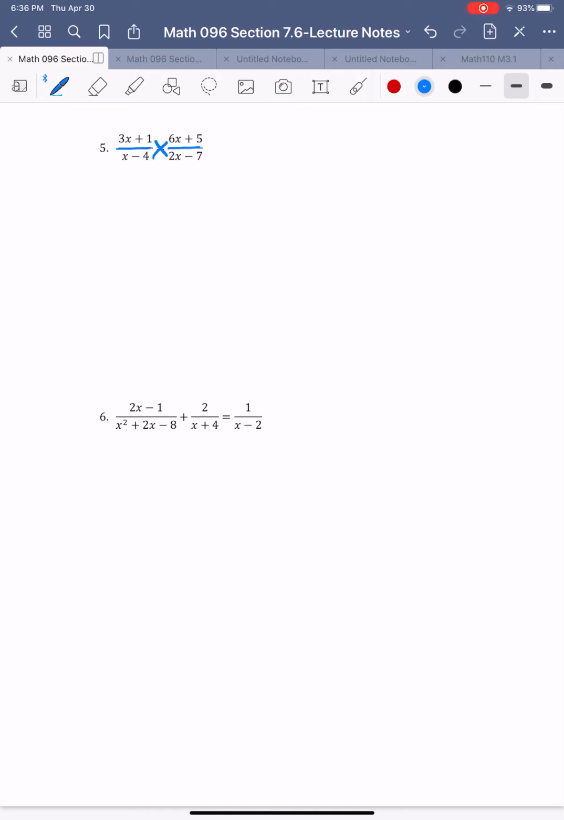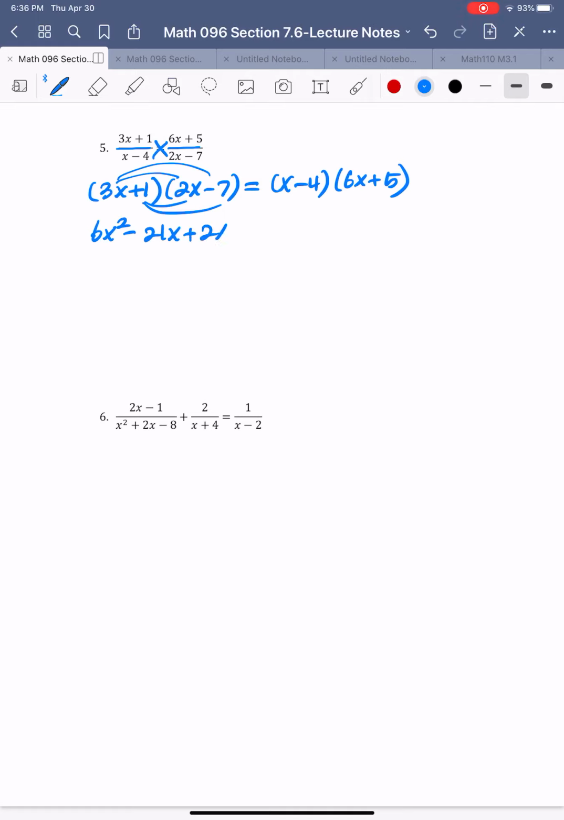So if you do that, you can do 3x plus 1 times 2x minus 7. And then it becomes x plus 4 times 6x plus 5. And then we can just solve for x. So from here, you got a FOIL. So I got 6x squared minus 21x plus 2x minus 7. The other one, FOIL, I got 6x squared plus 5x minus 24x and minus 20.